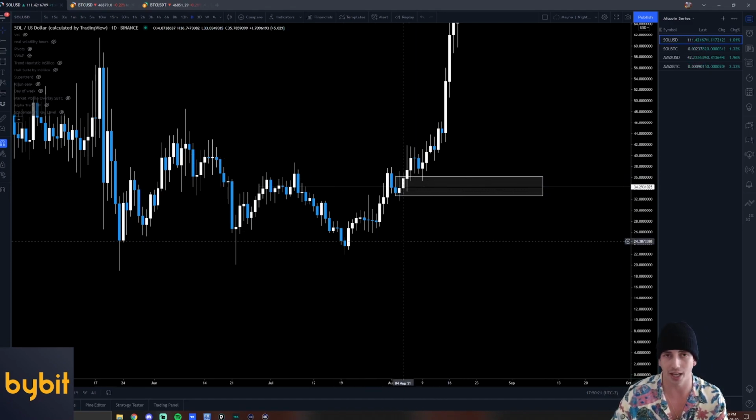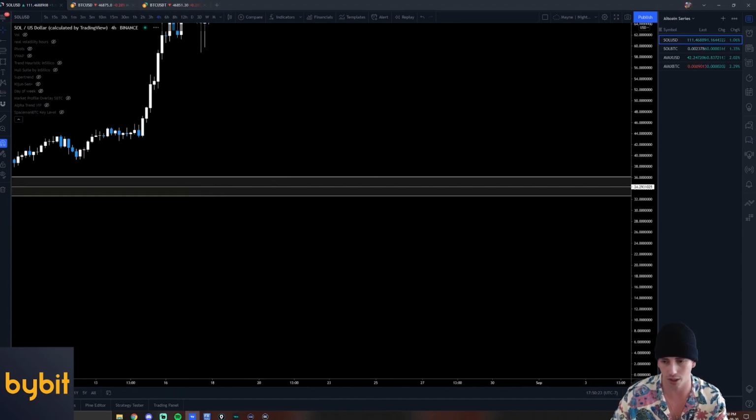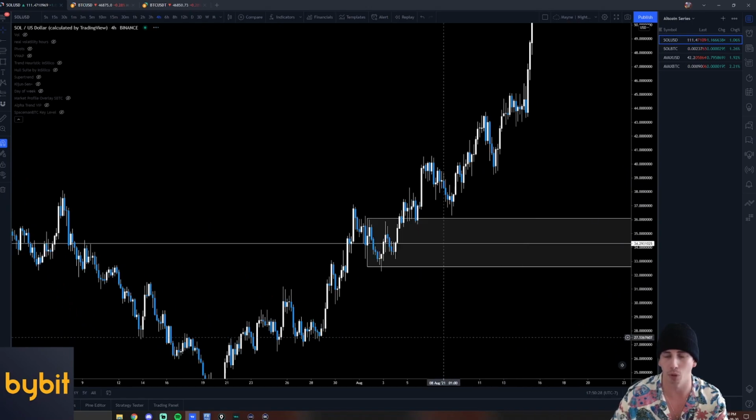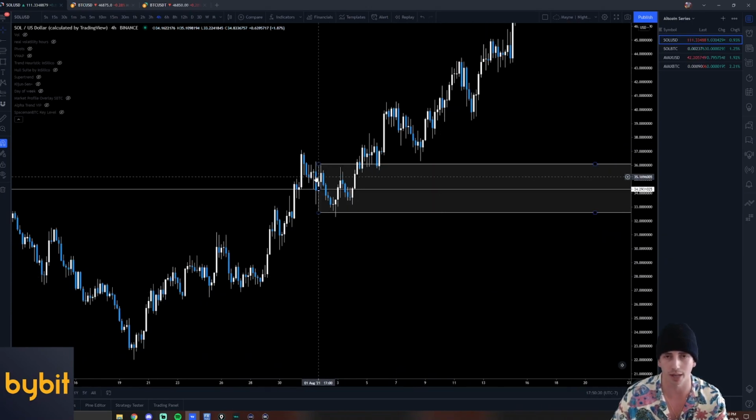Now, what you can actually do is dial in to a lower time frame if you want. If the daily is bullish, the weekly is bullish, we're looking for bullish order blocks on the lower time frame to get in line with that trend. So you can see here on the H4, we have another perfect order block play.